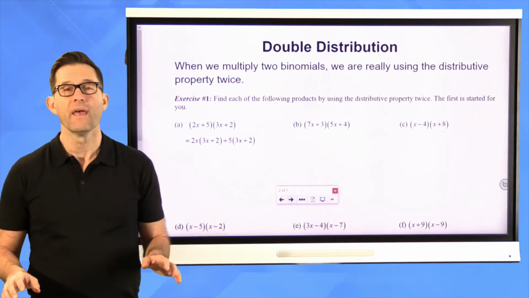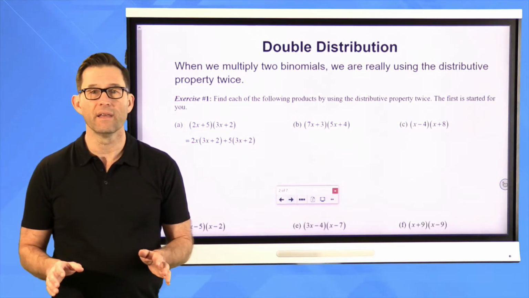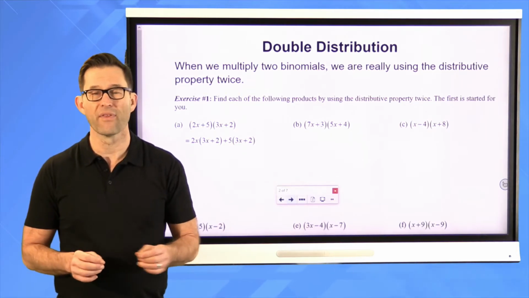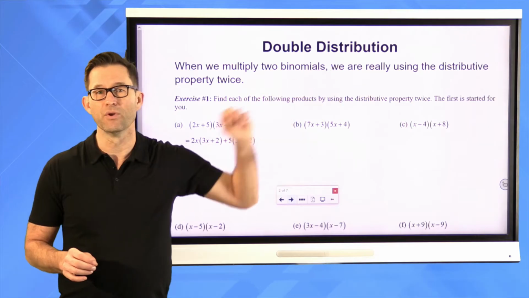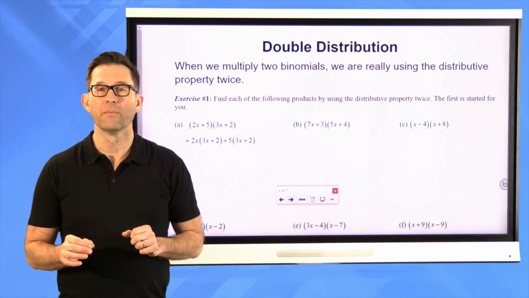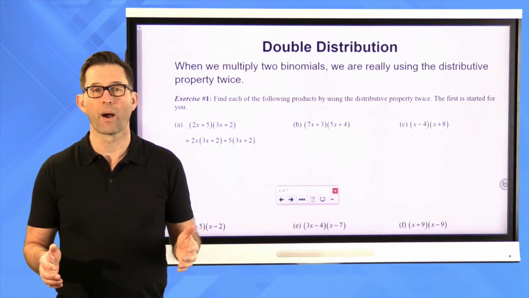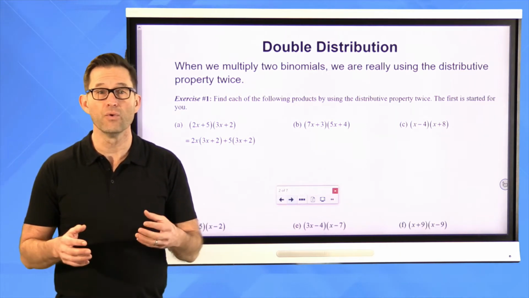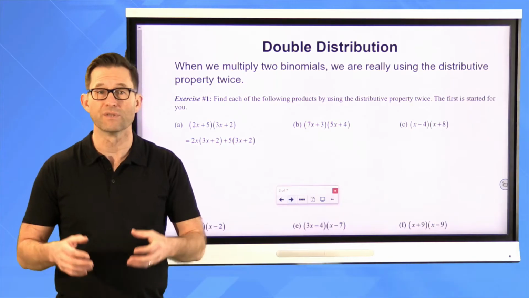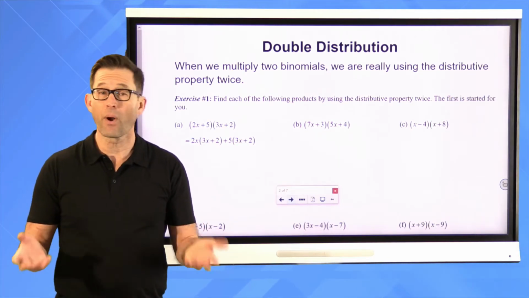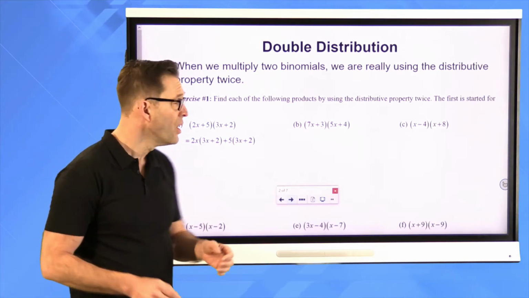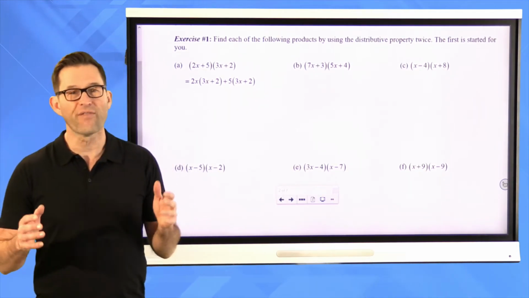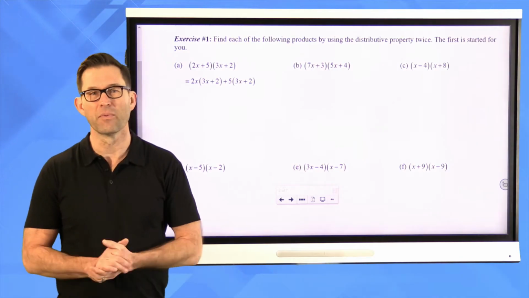Very, very important. Now, we've seen a variety of techniques to multiply binomials, but they all really boil down to one single method, which is what's known as double distribution. When we multiply two binomials, we're really just using the distributive property twice. In fact, that's what you've always done when you've multiplied two-digit numbers. You've used the distributive property twice. You probably just didn't even realize it. So let's learn how to do double distribution as our final technique in how to multiply binomials.